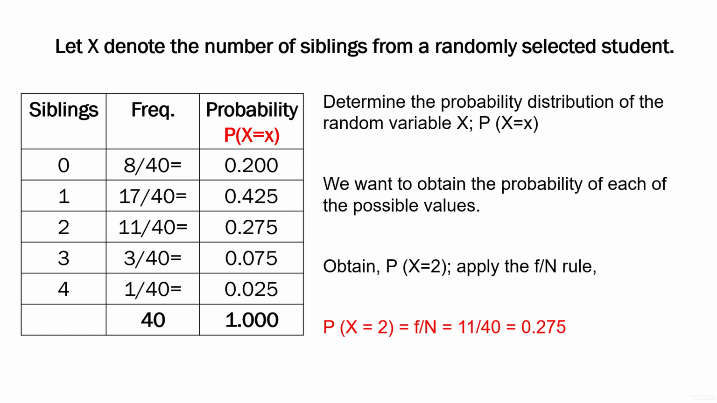And here we can just apply the F over N rule, where the probability of X equaling 2 is equal to the frequency over the total, which is equal to 11 over 40, or 0.275.